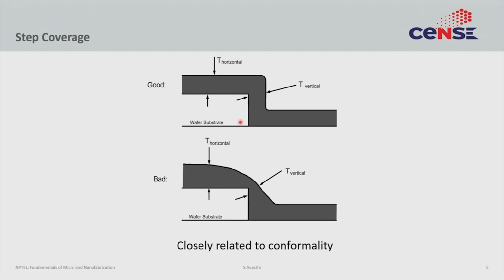So, again here is your wafer surface and you have a step because you have deposited something and then patterned it, and then the question is that this black layer that you are depositing on top, is it following this step exactly or not? So, if it is following this step exactly, then you have a good step coverage. If it is not exactly following this step and you have a thinner deposition here, then it is poor or bad step coverage.